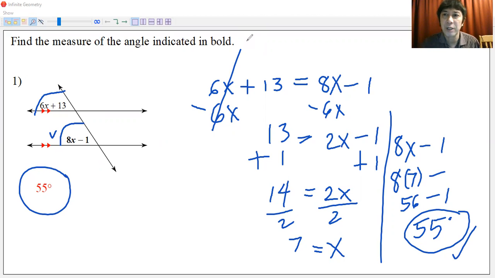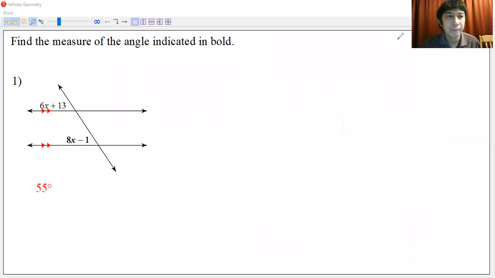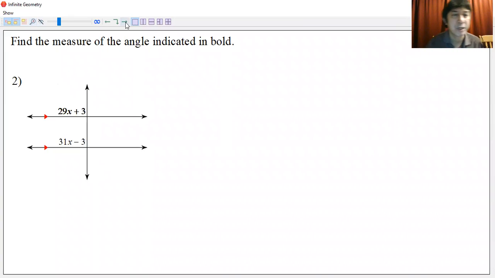We shall continue with the second. Let's have the second. Here's the second. Find the measure of the angle indicated in bold letters. All right. This is another set of corresponding angles. So this is another angle pair, and we can see the angle pairs are corresponding angles.